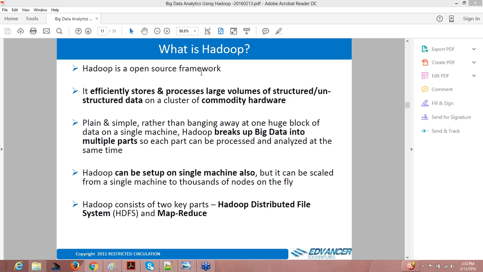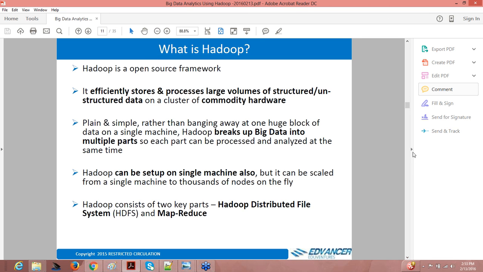Hadoop is an open source framework. Hadoop efficiently stores and manages large volumes of structured and unstructured data on a cluster of commodity hardware. So plain and simple, rather than banging away at one huge block of data on a single machine, Hadoop breaks up the data into multiple parts, so each part can be processed and analyzed at the same time.